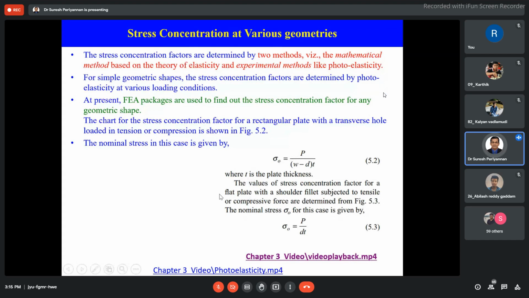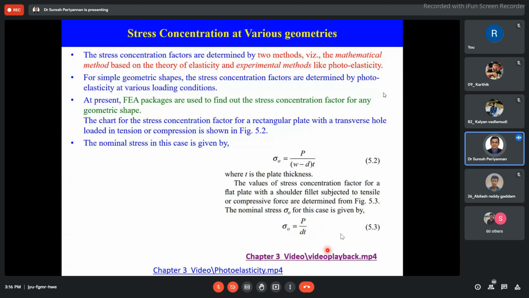Now the second case, the stress concentration factor for the flat plate with the shoulder fillet. Now the first case, the equation 5.2. This case, I mean, the plate is uniform width and uniform length. It won't be any shoulder, but only hole is presented. But second case, the plate with the fillet, I mean shoulder fillet, then subjected to compressive and a tensile load. Then this is the nominal stress, sigma naught is equal to P by dt.